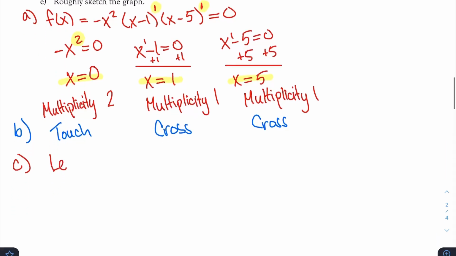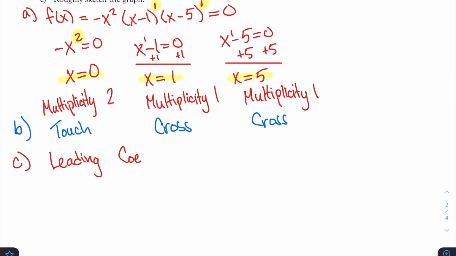For part C, I want the leading coefficient, and I want the degree. So, for my leading coefficient, it may look a little bit odd right now, but I want you to imagine if I did multiply all of this out, my entire function, what would be the highest ordered term and what would be my degree? In this case, it might be easier to think about the degree first. From my first term, negative x squared, I have 2, adding 2 to my degree. For the x minus 1, that adds 1 to my degree. And x minus 5, that adds another 1 to my degree.